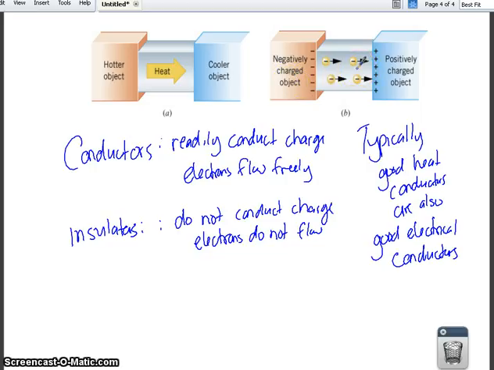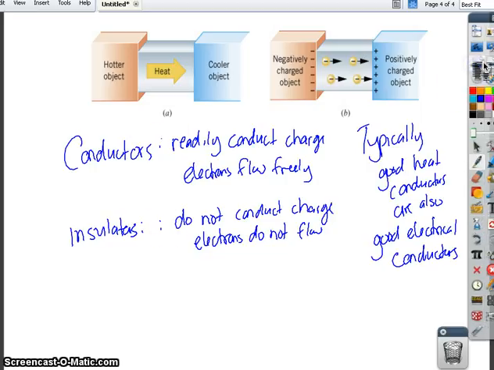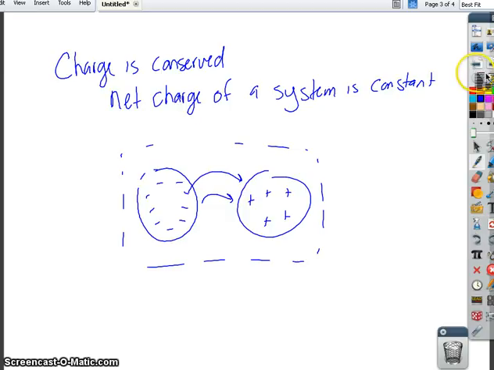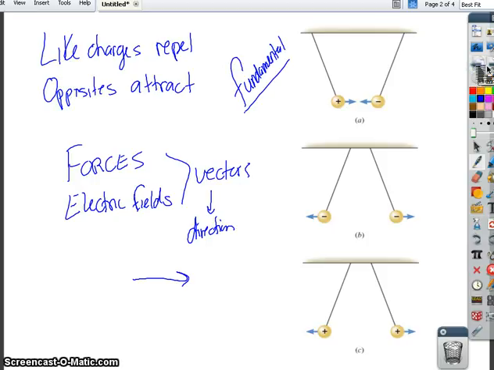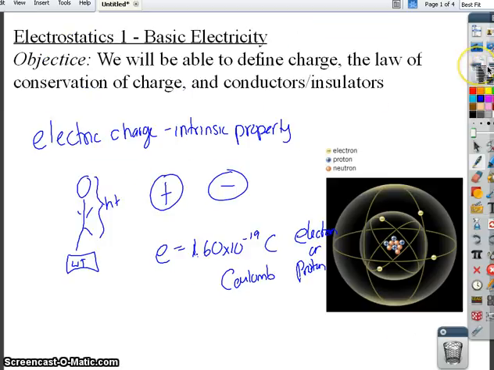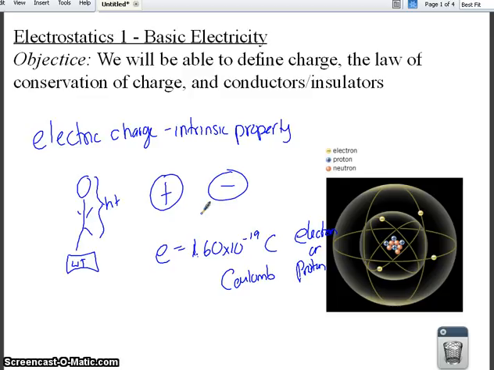Like I said, these are just some basic concepts of charge. We have conductors and insulators, and we will discuss these more in depth as we go through this unit. We talked about the conservation of charge. This idea of conservation is going to come up in our problems through our equations. Like charges repel and opposites attract. This is going to be a fundamental principle as we solve problems every single time. And the unit of charge here, because we are actually going to be calculating how much charge is transferred and stuff like that.